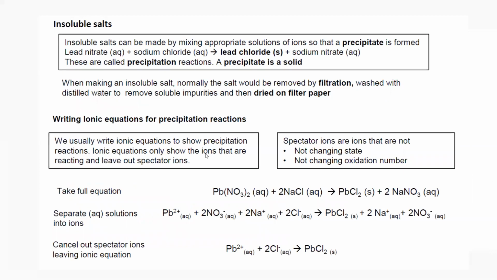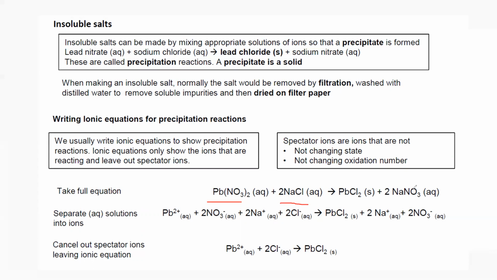Then to prepare insoluble salts, we use ionic precipitation. We mix two solutions and a solid is formed, and that solid is known as a precipitate. For example, if we mix aqueous lead nitrate solution with sodium chloride, this will form lead chloride plus sodium nitrate.